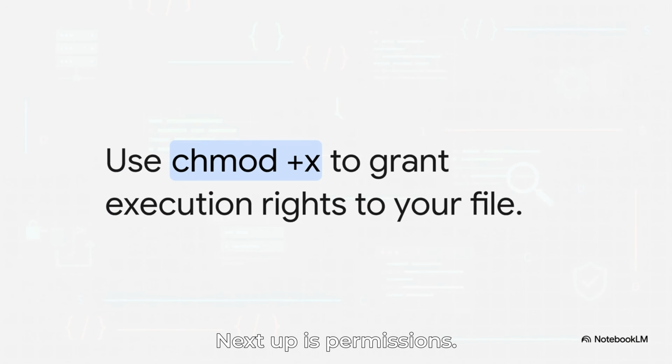Next up is permissions. Now, Linux is secure by default, which means it actively blocks the execution of new text files. If you try to run your new script right now, you're going to get a big fat permission denied error. To fix this, you just use chmod +x followed by your file name. This manually grants execution rights, turning it from a static document into a runnable program.